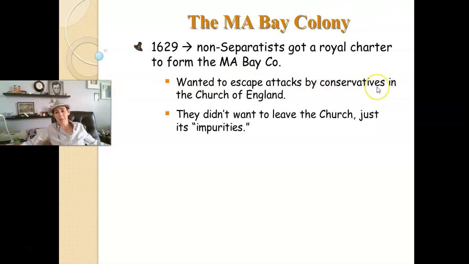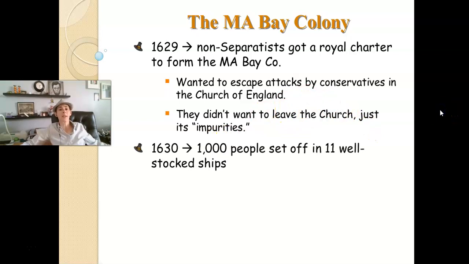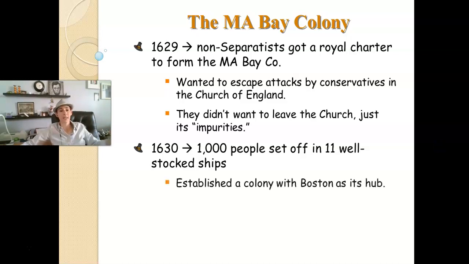So they wanted to escape attacks by conservatives in the Church of England. They didn't want to leave the church, just its impurities, right? So these are Puritans, not Separatists. In 1630, 1,000 people set off on 11 well-stocked ships. These people were coming to stay. Remember that. They were coming to stay. They were not coming to make money and leave. They were coming to stay. It's different from Jamestown. Don't lump them together, right?